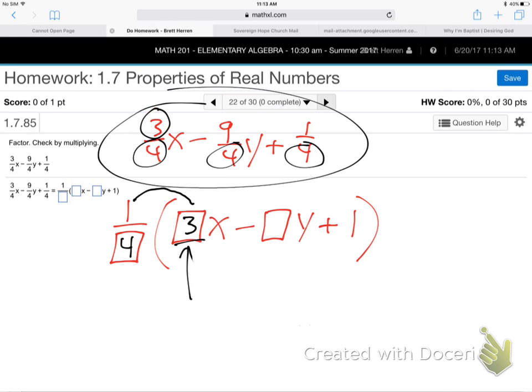And what about in the middle? 1/4 times what will go back to the middle? We'll just stick the 9, because when the 1/4 goes there, the 9 will stay on the top and the 4 will go on the bottom. It'll be 9/4. Is that good? And the last one, that's all they need from us. We're done. Good? Questions on that one? See how that works?